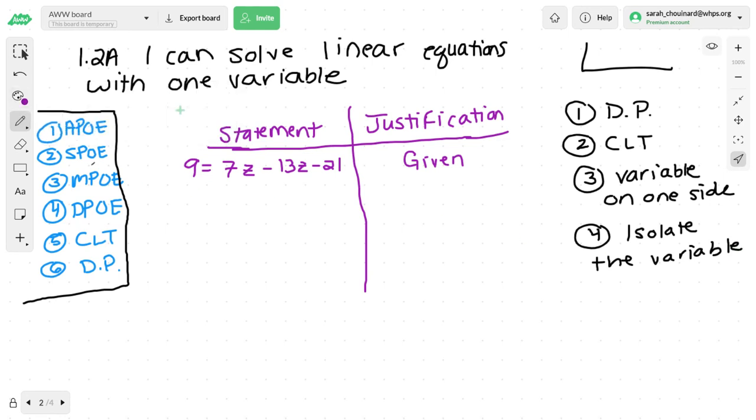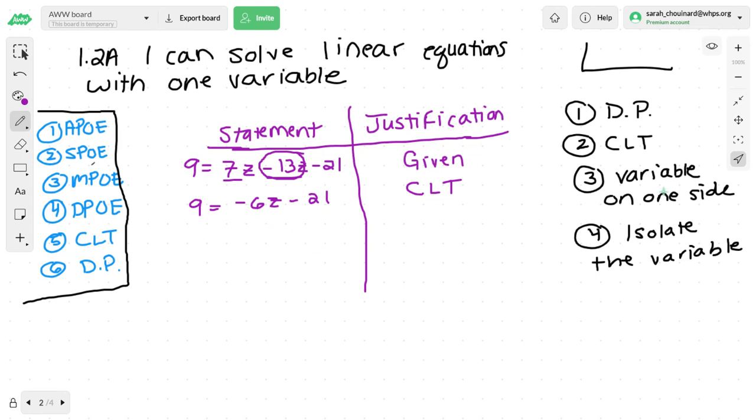Okay, so let's take a look. We've got our statement, so we've got the actual problem, and we've got the justification, which is going to be one of these items, whatever we're doing to get the new equation. So I don't have to distribute for this one. I do have some like terms I need to combine. So I have 7z and negative 13z. I look at this as negative 13 because of the minus sign in front. And so 7 and negative 13 are going to make negative 6z minus 21. So the reason I have this new equation is because I combined like terms. So that's my justification.